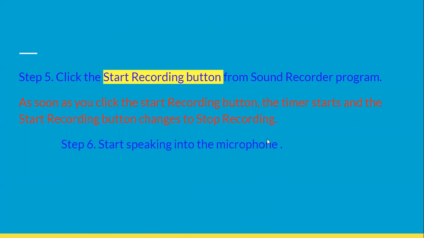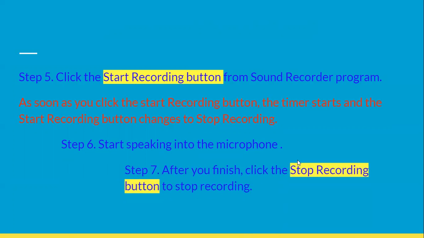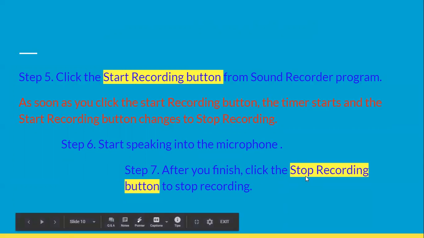So step number 6, start speaking into the microphone. When you click the start recording button, your recording starts, then start speaking into the microphone. When you are done speaking and your recording is over, click on the stop recording button. Now your recording will stop. Clear to all of you?